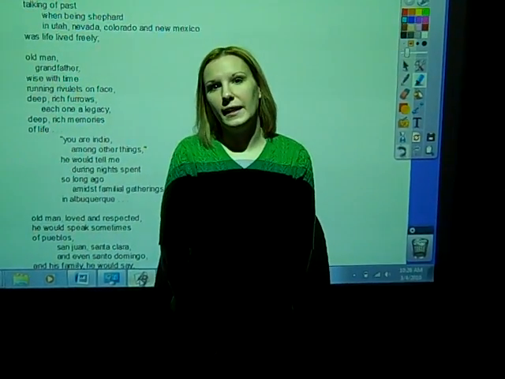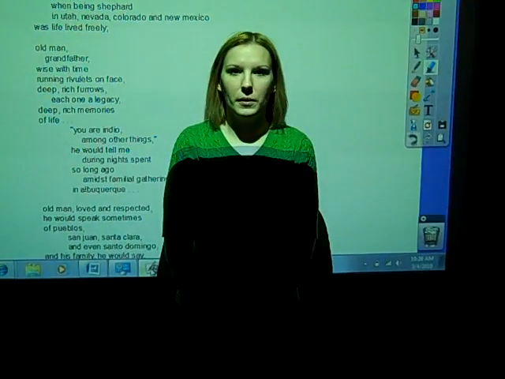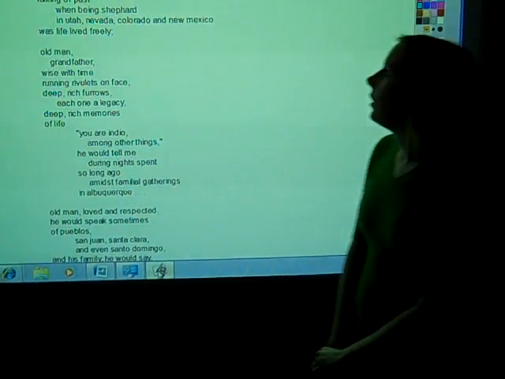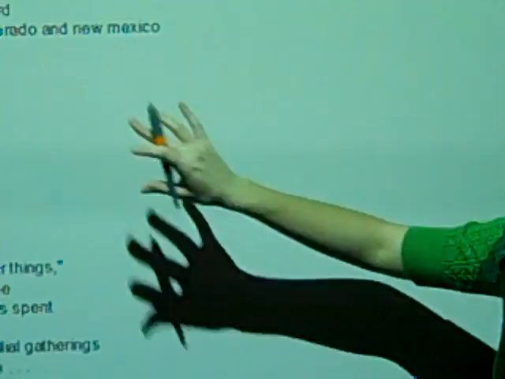I'm going to show you today how you can use the Interactive Whiteboard with the Reading Apprenticeship strategies. What we have is first a text of Old Man, and with the Interactive Whiteboard I can use these tools of a pen and a highlighter, and I can go in and do my talking to the text.